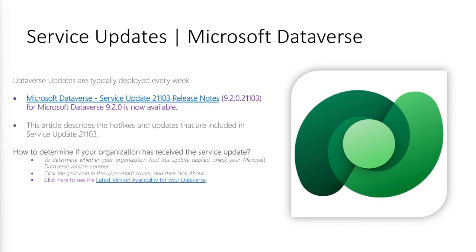How do you determine if your organization has received a service update? It's very easy. You just need to click on the gear icon in the upper right corner of your Dynamics 365 customer engagement app, and then click on About. As you click here, you will see the latest version that was applied to your applications, and also the version for your Dataverse as well.